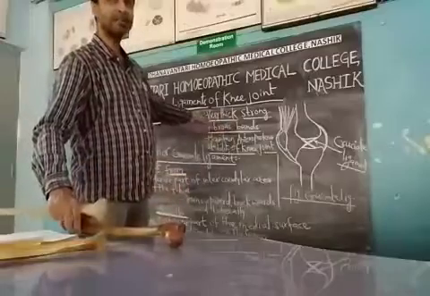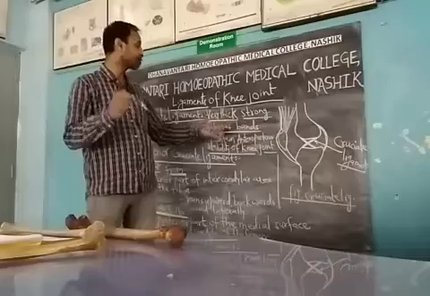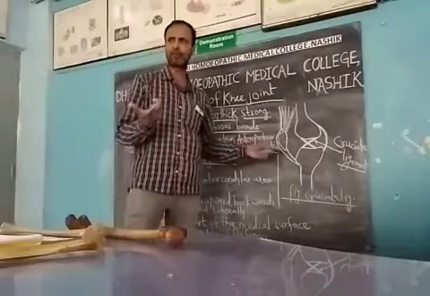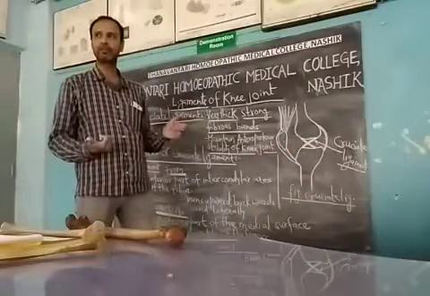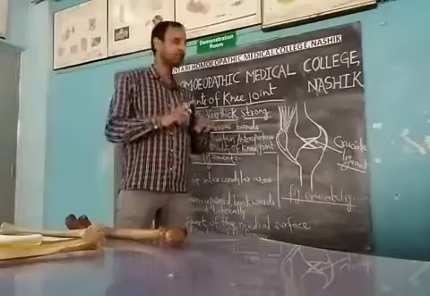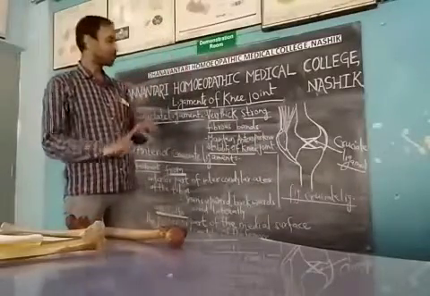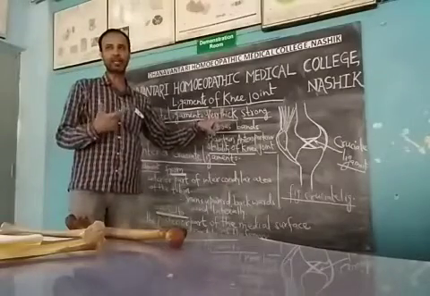Now the cruciate ligaments are very thick. They are strong fibrous bands, made up of fibrous tissue. Of course, all ligaments are made up of fibrous tissue. But these are very thick, strong fibrous bands which are crossing. Now, what's the importance of this? Among all ligaments, this plays a very important role.